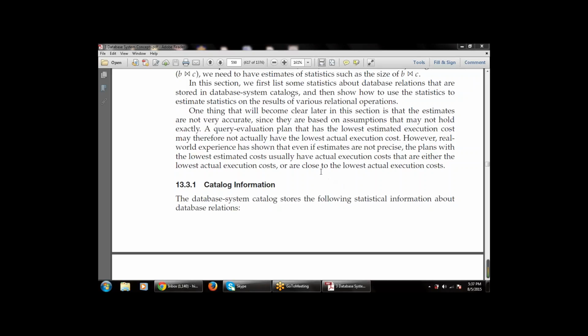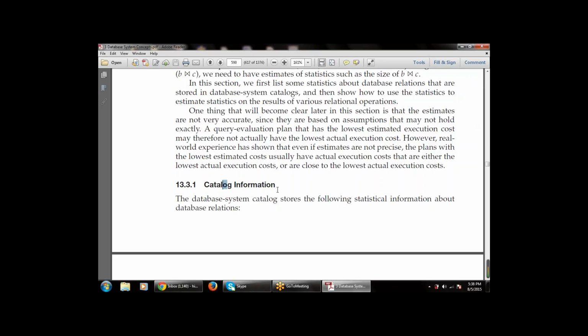Whatever estimates and plans we use will be carried out in a variety of methods. The query evaluation plan that has the lowest estimated execution cost may therefore not actually have the lowest execution cost. However, real world experience says that even if the estimates are not precise, the plan chosen for its low estimated cost usually has an actual execution cost that is the lowest or very close to the lowest. Yes, you can execute the query in SQL also, no issues.